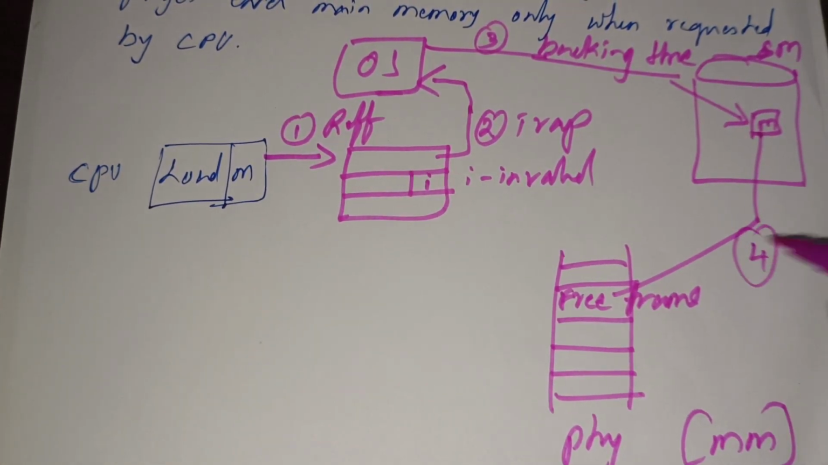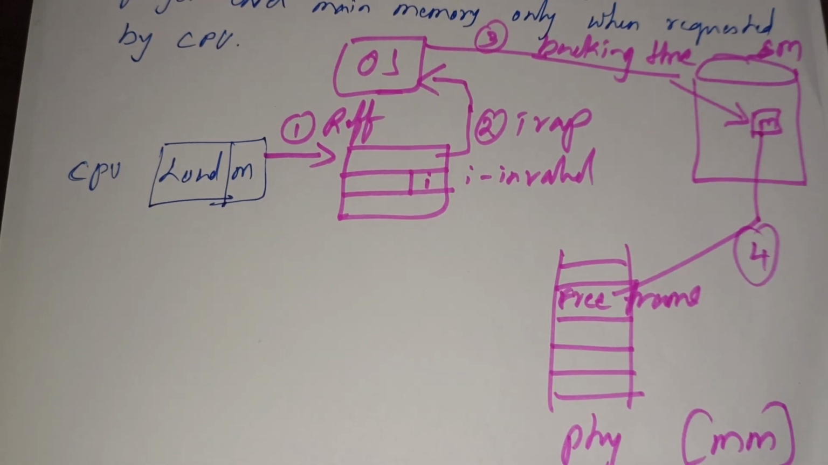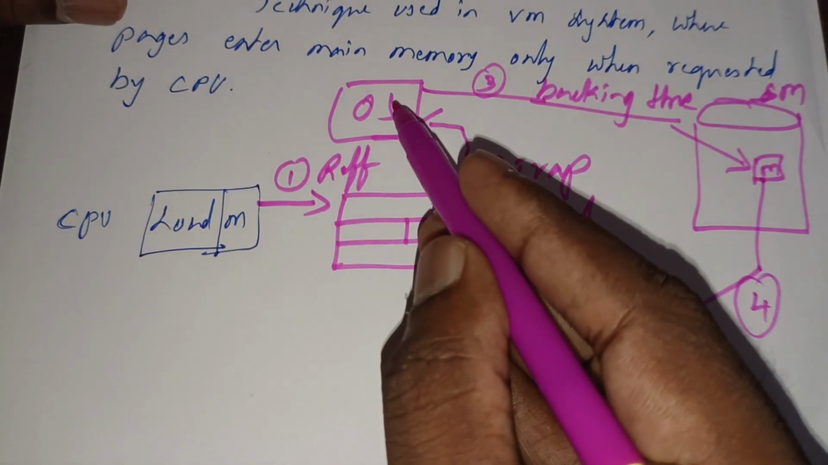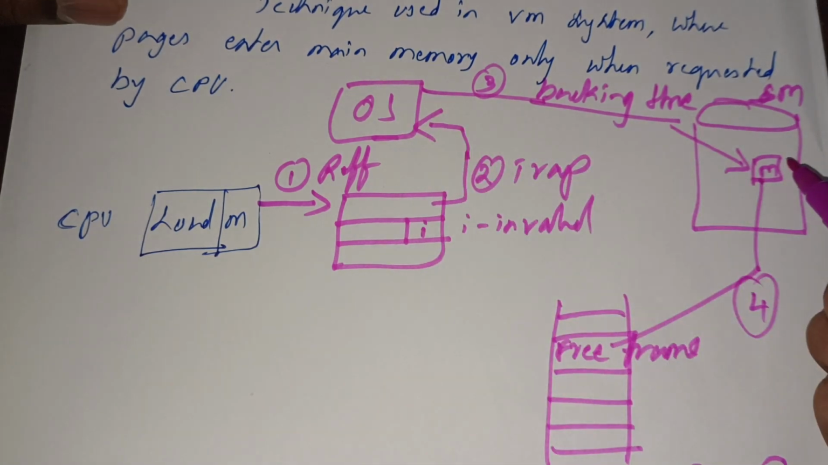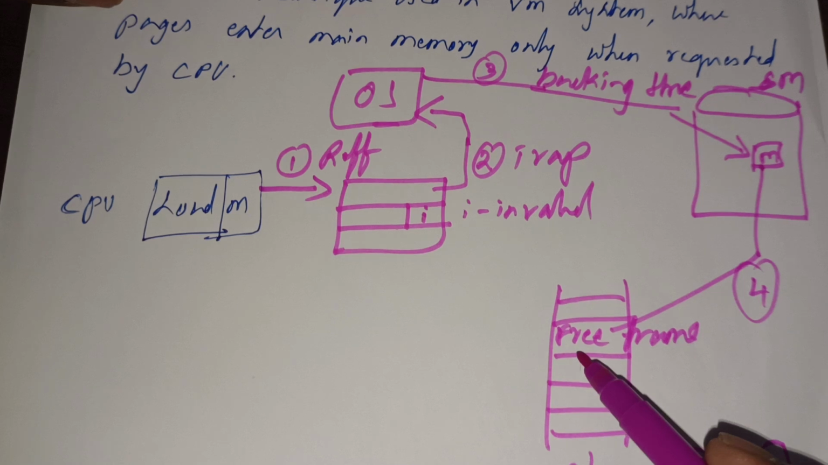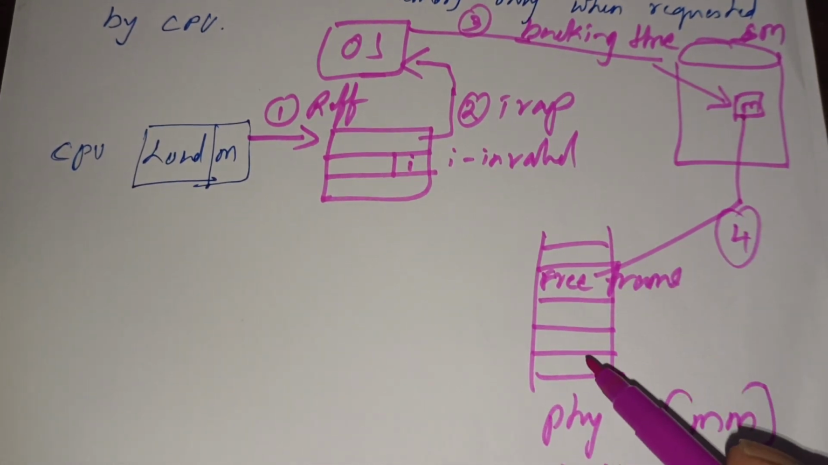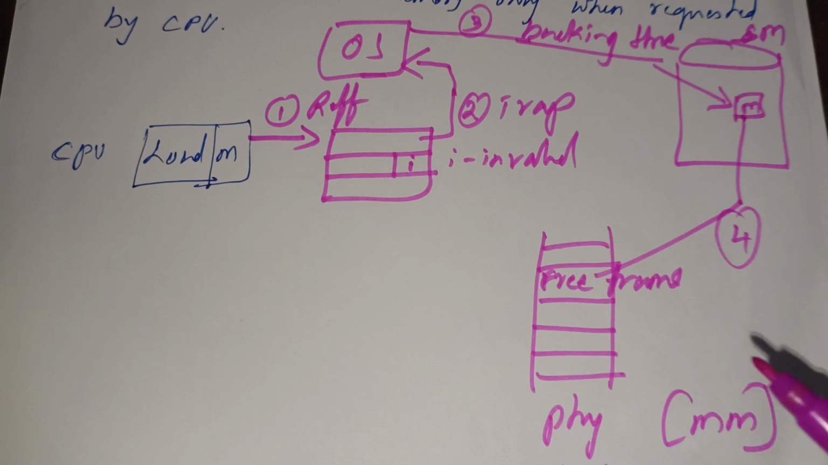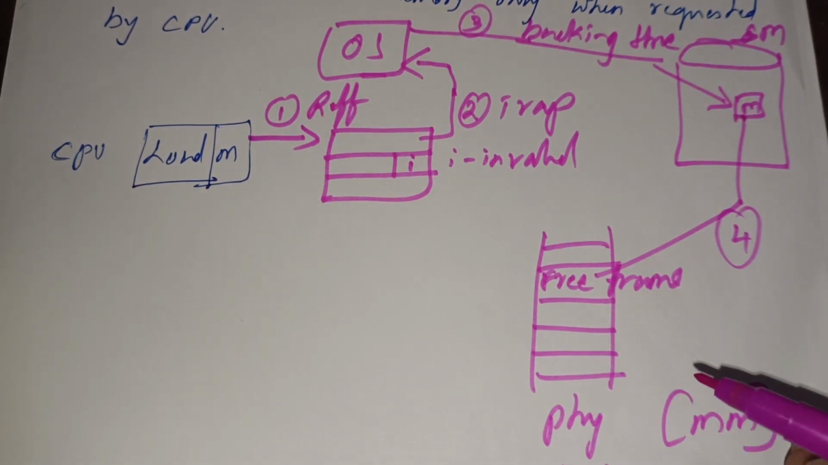This is number 4. Number 4 is what? Bring in the missing page. So the page is missing here. The trap is communicated to the operating system, and it is communicated to the secondary memory, and again it is brought into the free frame. Wherever it is free, it is brought in. If it is not free, then we get into the page replacement algorithm, right? That is our future topic. I'm going to teach that too.